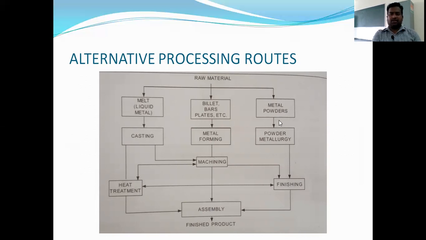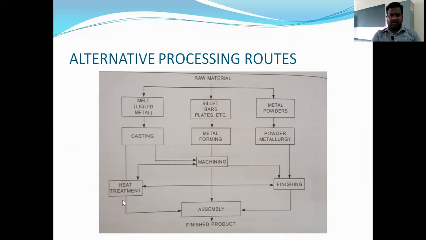Now coming to another route here, metal powders, right. The raw material is converted into metal powders, and that metal powder is processed by powder metallurgy. With this powder metallurgy, we have some methods, sintering and so on. With those methods, the final product will be finished, and it is sent to the assembly, and the finished product will come.